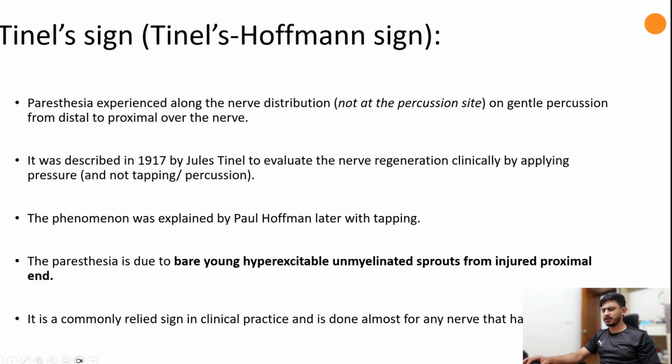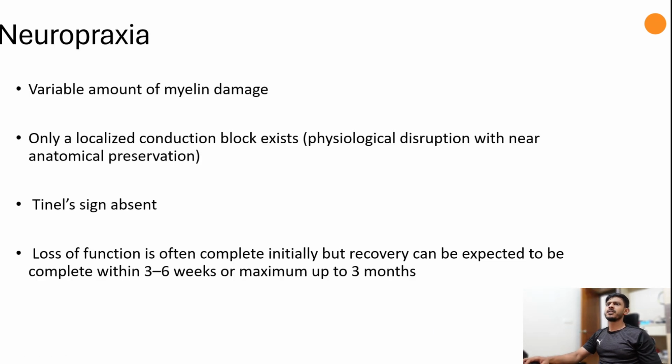And it is a clinical sign for any nerve that has sensory fibers. This does not hold true for motor fibers, only sensory fibers. Another important point to keep in mind. So in neuropraxia, where there's only a variable amount of myelin damage and only a localized conduction block exists, all the axonal continuity is present. There's no scope for axonal regeneration as the axons are not damaged. So Tinel sign will be absent as axons are intact.